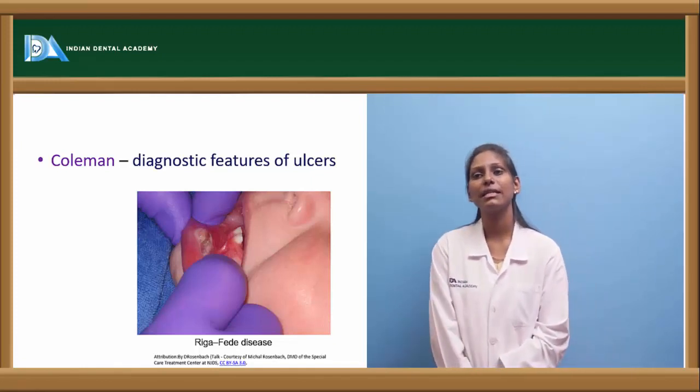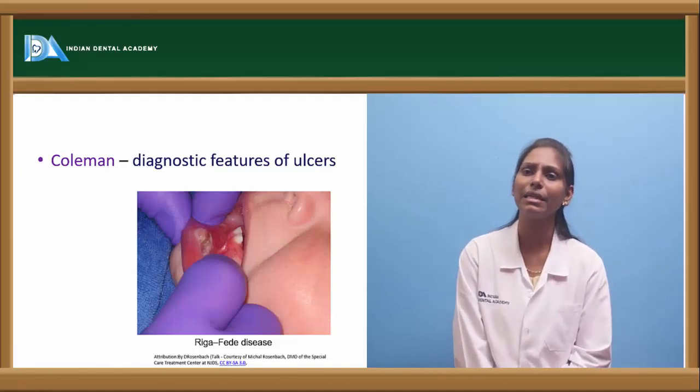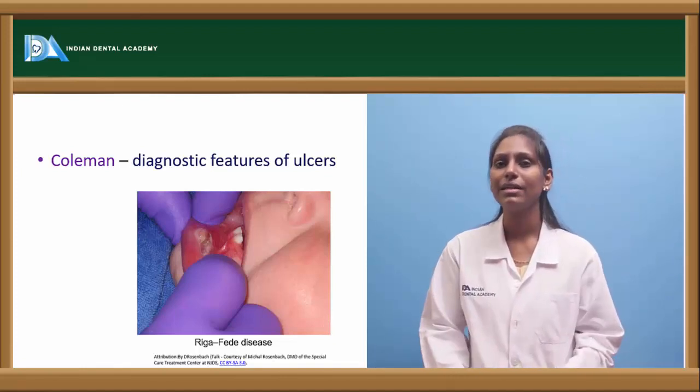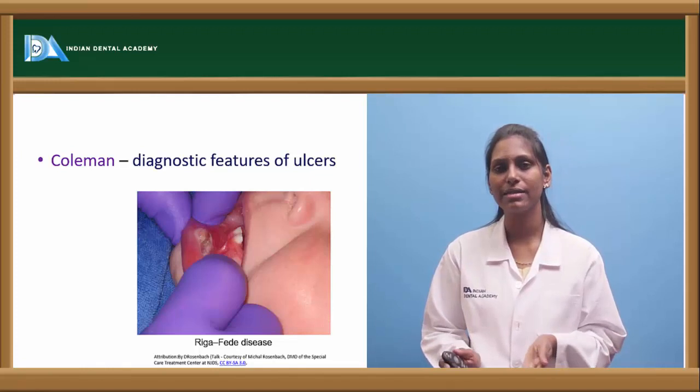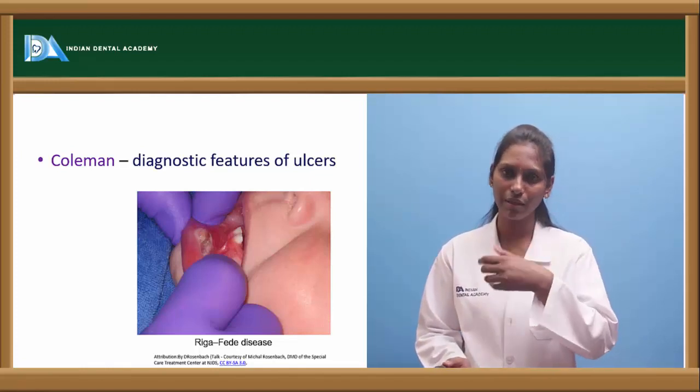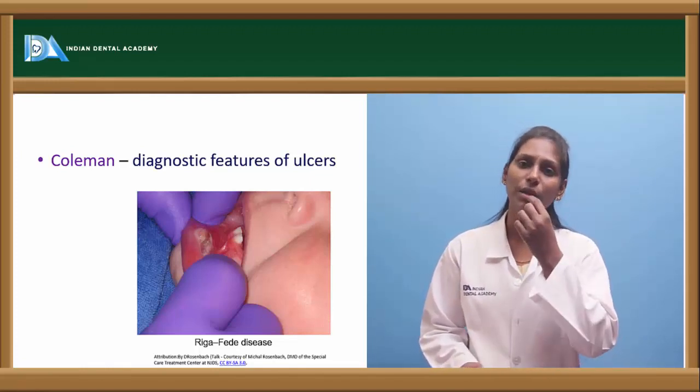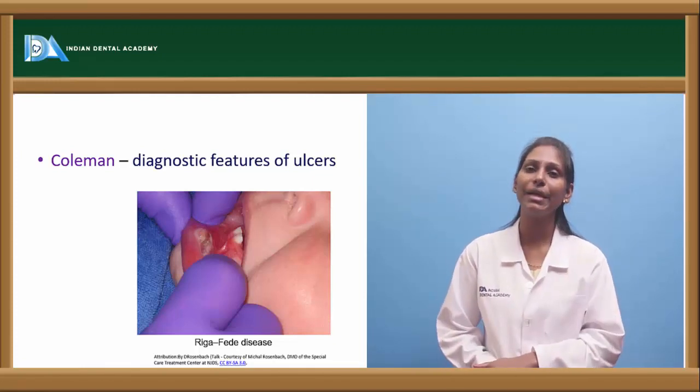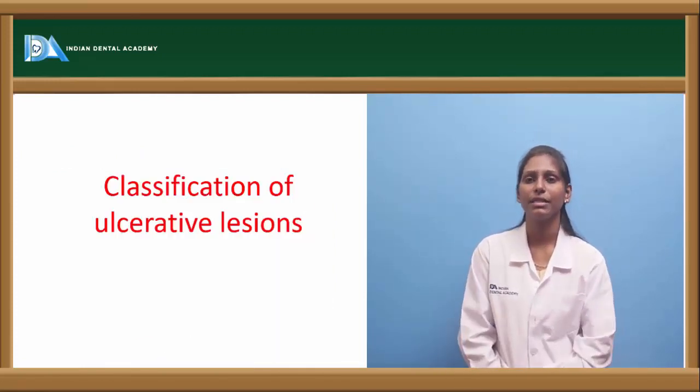In this picture, we can see Riga-Fede disease. Riga-Fede disease is nothing but seen in case of natal teeth. When the child has natal teeth, there will be problem with sucking, and also there will be trauma to the lower lip because of these impinging teeth, sharp cusp teeth that are there.